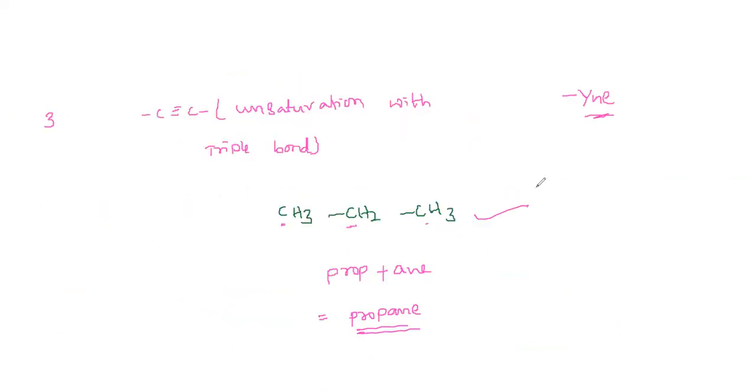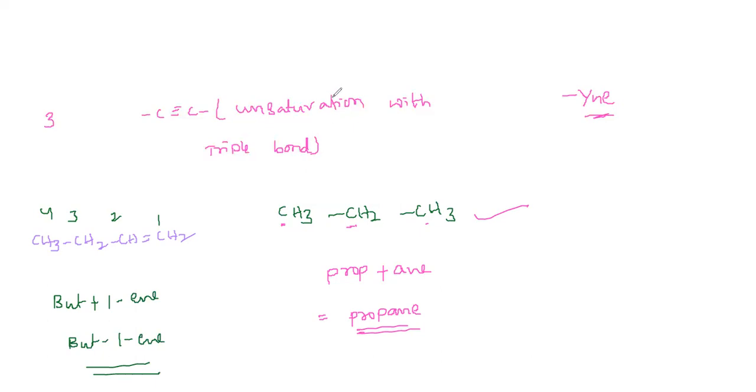For example, sometimes they will use a molecule like this: CH3, then CH2, then CH double bond CH2. I will tell you later how to start the numbering, left to right or right to left. But now we start 1, 2, 3, 4. So four carbons are there, but, plus first position double bond is there, ene. That is but-1-ene. This is the name of the system.